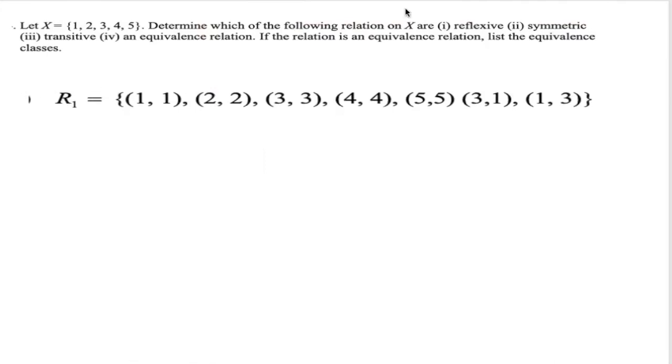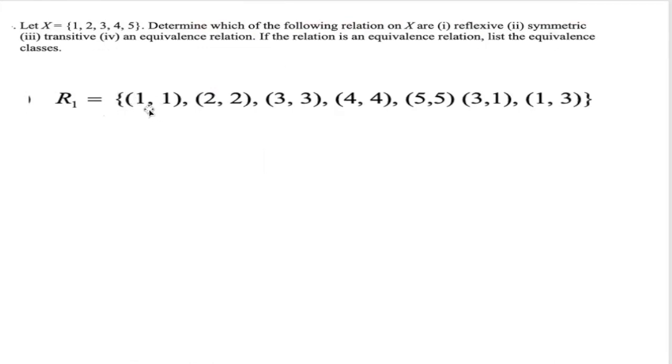Today I'll be looking at relations, whether a relation is reflexive, symmetric, transitive, and if it's all three, is it an equivalence relation? Let's look at this question. We have X equals {1, 2, 3, 4, 5}. Determine which of the following relations on X is reflexive, symmetric, transitive, or an equivalence relation. If the relation is an equivalence relation, list the equivalence classes.